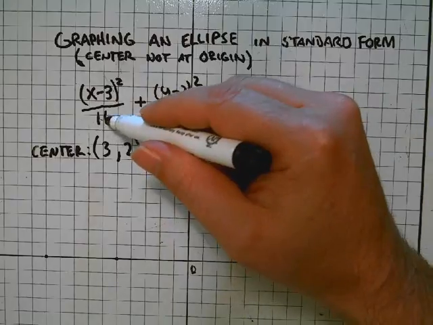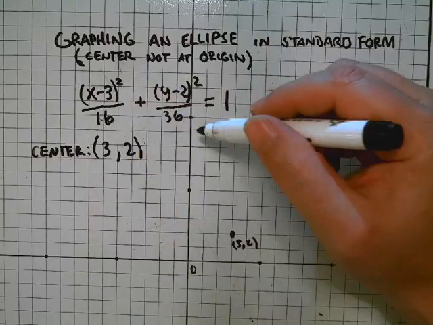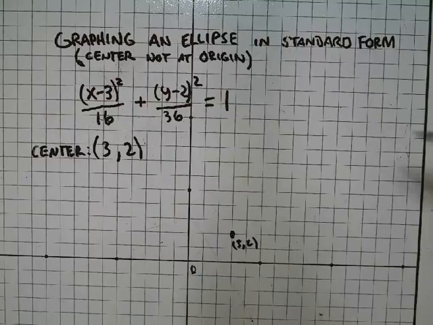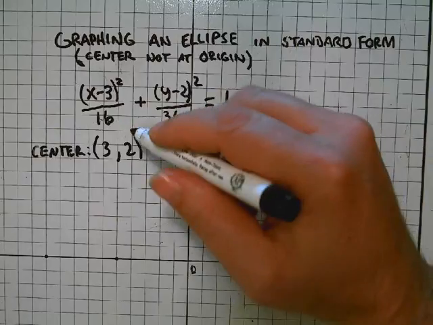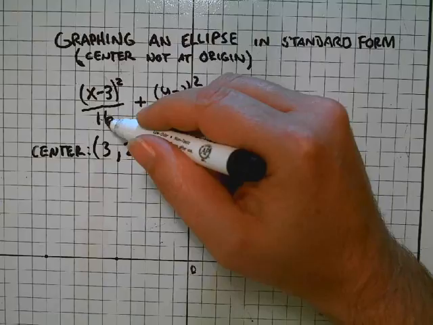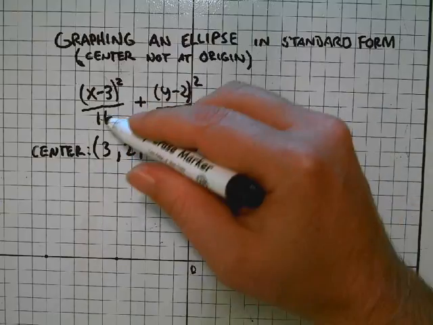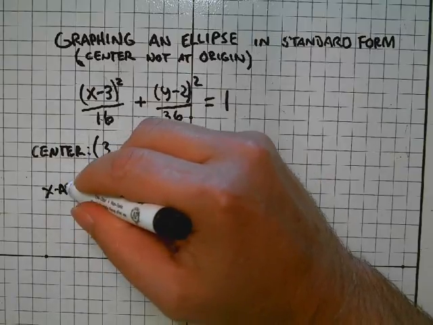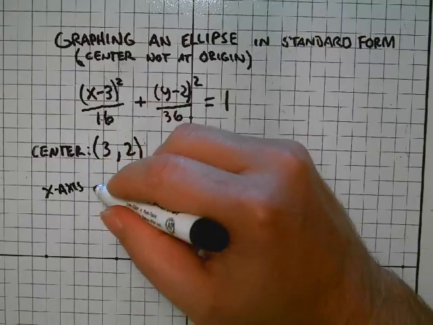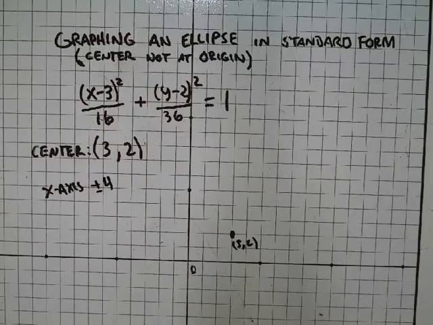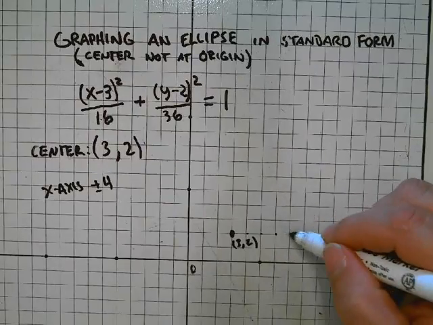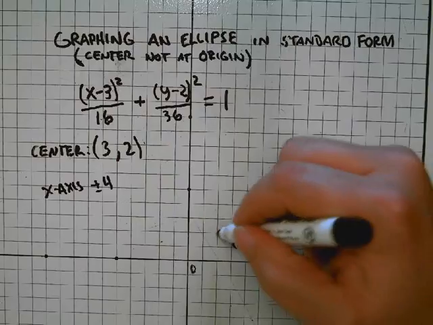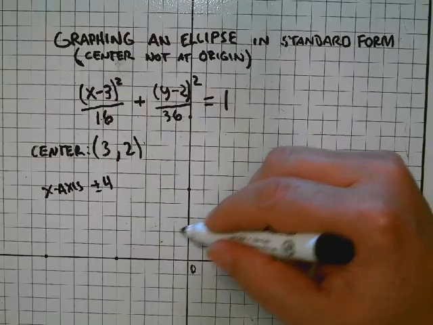Okay? So, from there, we want to take a look at our denominators. Remember, the a and the b are the square roots of these numbers. So, a or b, it doesn't really matter which one. But on the x-axis, we're going to go plus or minus 4. So, the square root of 16 for the x-axis is plus or minus 4, the square root of 16. So 1, 2, 3, 4, and 1, 2, 3, 4.